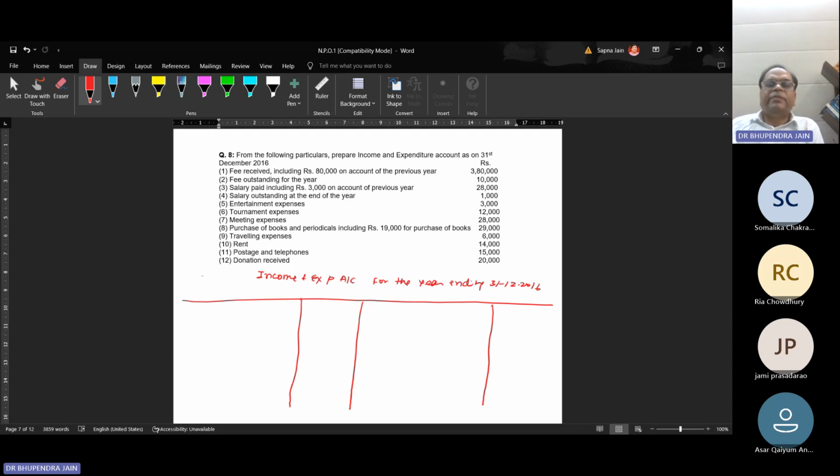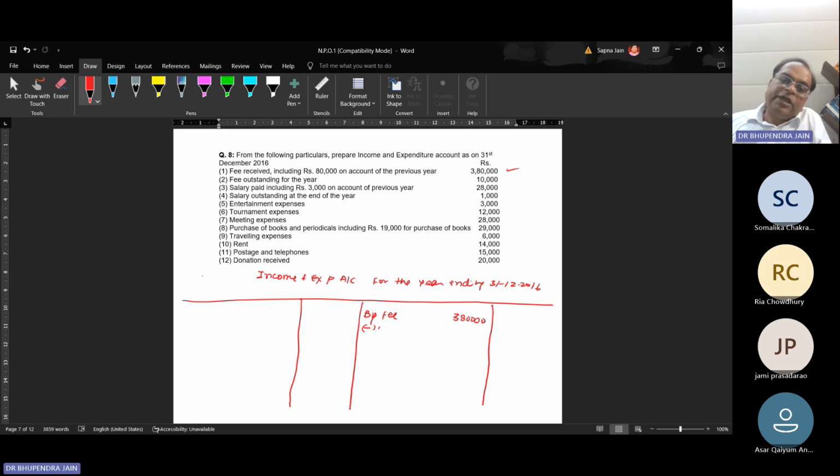Pick one item at a time and transfer it to the income and expenditure account. Fee receipts, including 80,000 on account of the previous year. How much is the total fee receipt? By fee, how much receipt? This is 3,80,000. The 3,80,000 includes 80,000 of the previous year's fee.